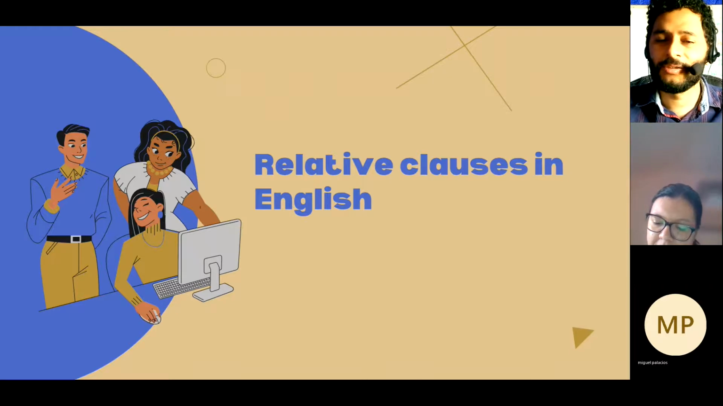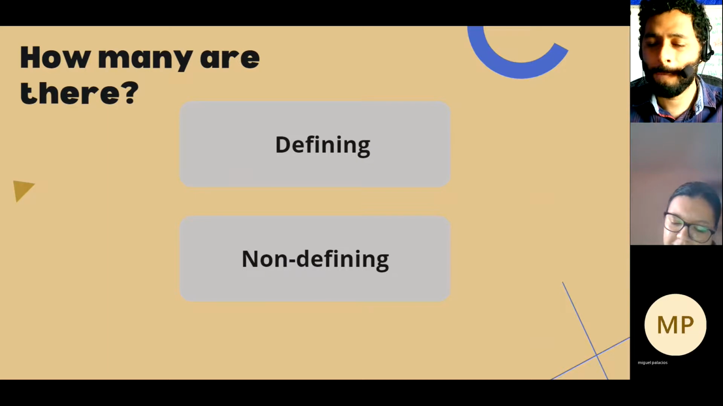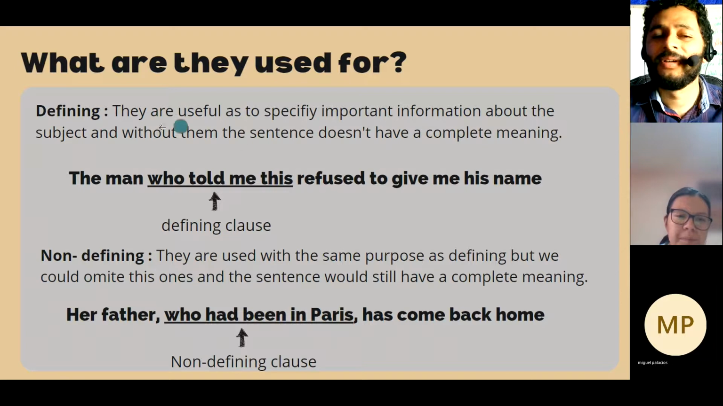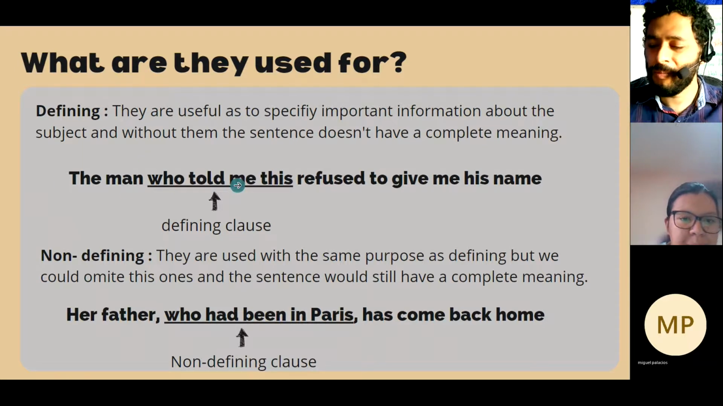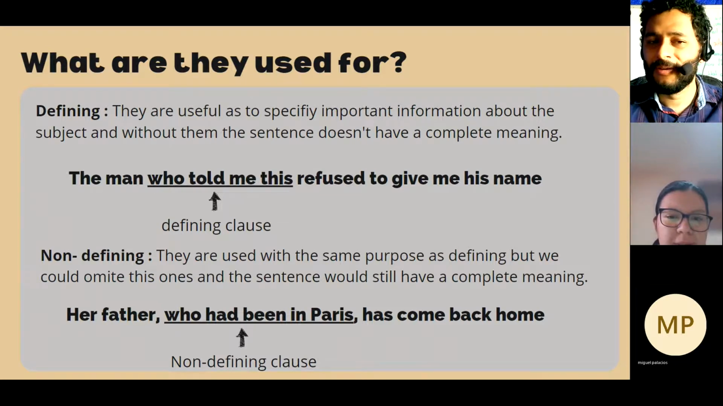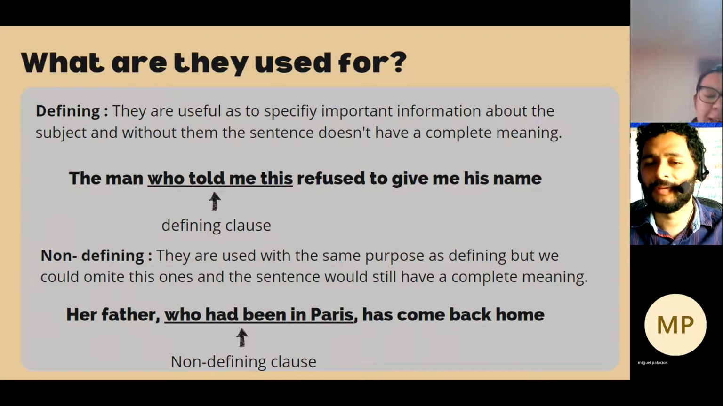Ok. Entonces, ahora, mira, so we have two classes of relative clauses. We have defining and we have non-defining. Now, the first one, defining, they are useful as to specify important information about the subject, and without them, the sentence doesn't have a complete meaning. So, for example, how would you read this sentence right here? The man who told me this refused to give me his name. Right, so what do you understand from that sentence? La persona que me dijo esto se rehusó a darme su nombre.